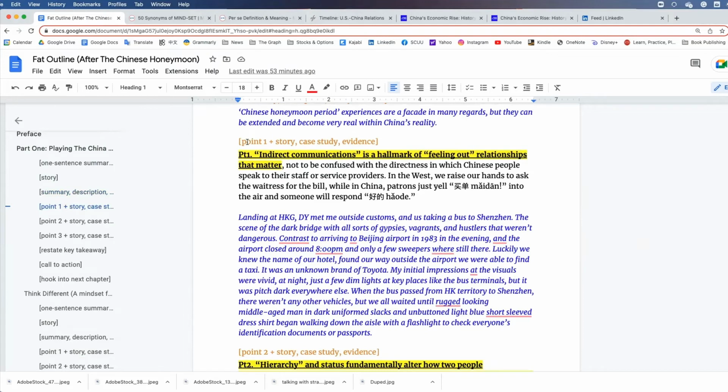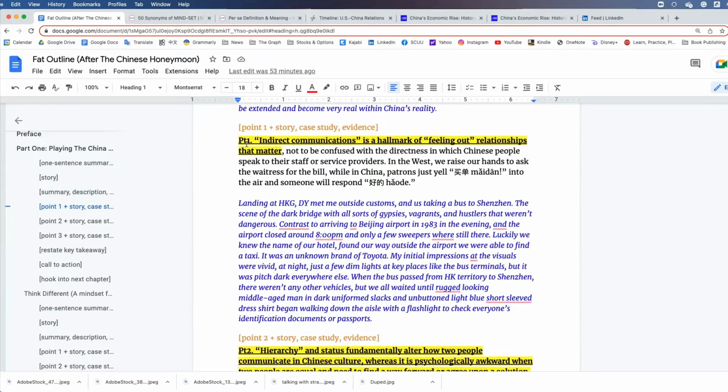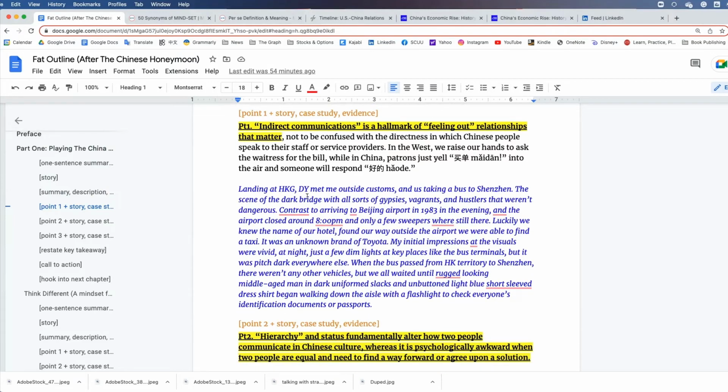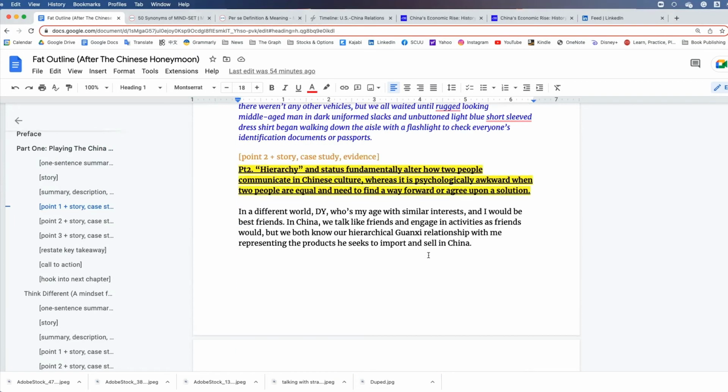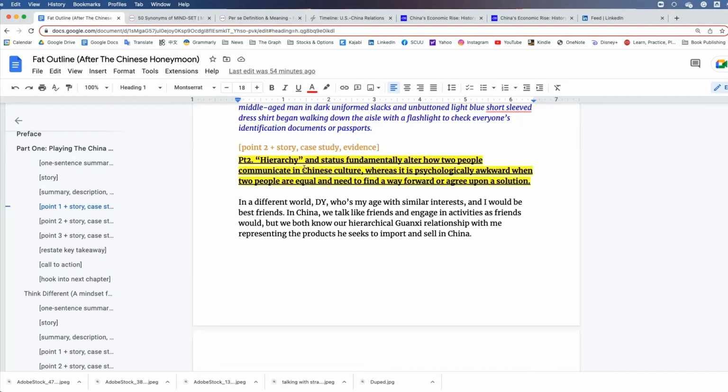So you got point one, story, case study, or evidence. So I have a point. Indirect communication is a hallmark of feeling out relationships that matter in Chinese culture. All right, so I tell the story of what's going on here. Point number two, hierarchy and status fundamentally alter how two people communicate in Chinese culture, whereas it is psychologically awkward when two people are equal and need to find a way forward and agree upon a solution.